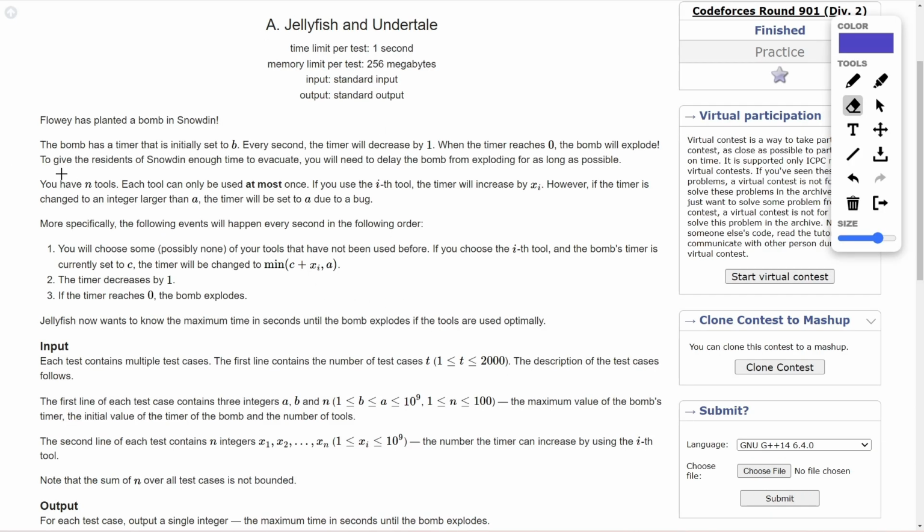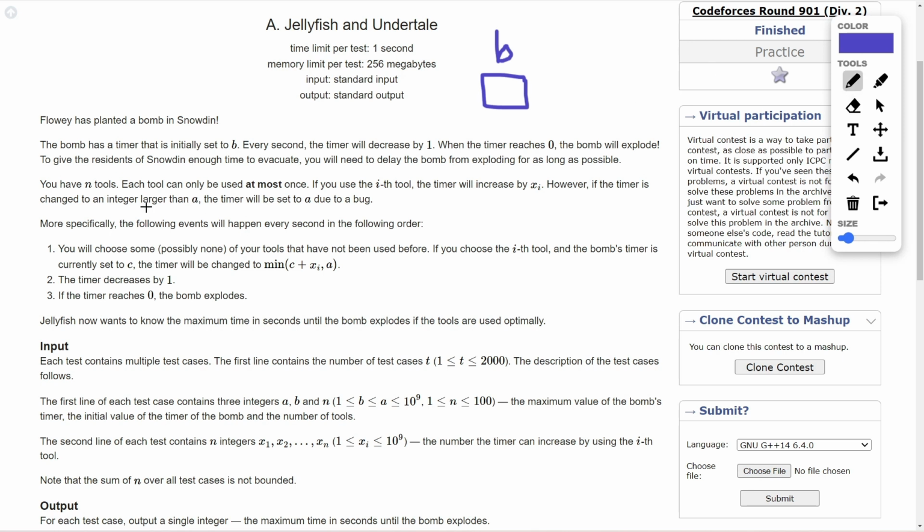Here the question states that we have a bomb, and it has some initial timer B, and every second this timer will decrease by 1. So every second we will have B minus 1. Suppose that t equals 1, it will become B minus 1. And when this timer reaches 0, the bomb will explode.